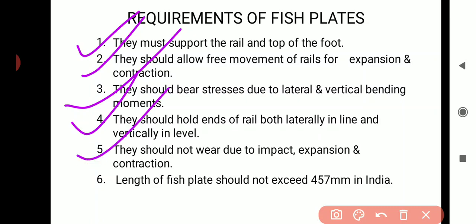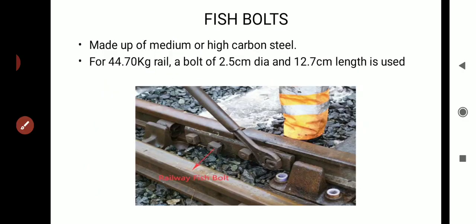The next point is they should not wear due to impact and expansion and contraction. The next is that the length of faceplate is limited. The length of faceplate should not exceed 457 mm in India. So these are some requirements of a faceplate.